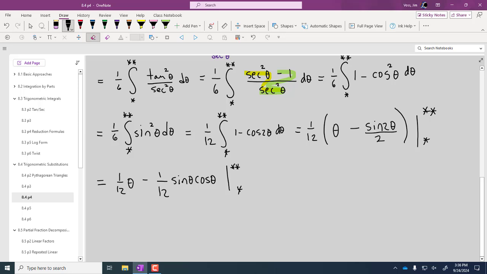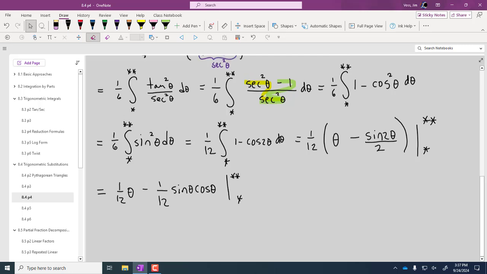Everyone understanding why the 2, why it's 1/12, why there's no 1/24th? Everyone see that? Because sine of 2 theta is 2 sine theta cosine theta, so those 2's cancel, so that 1/12 comes to both. Okay.